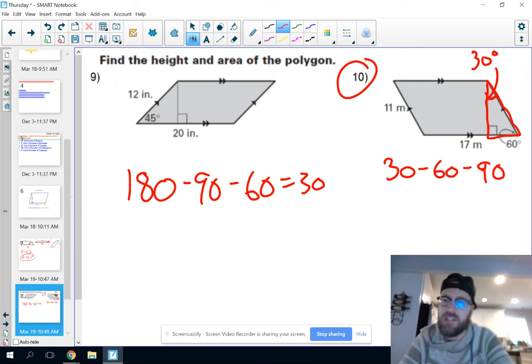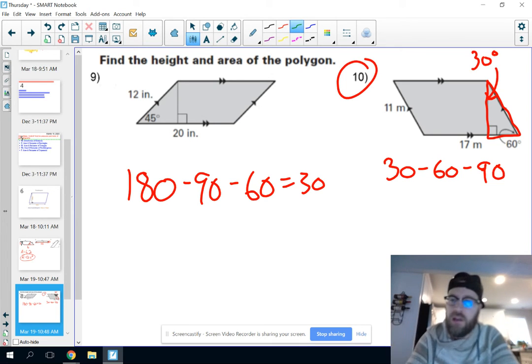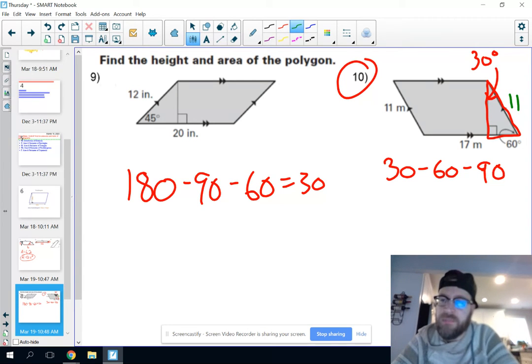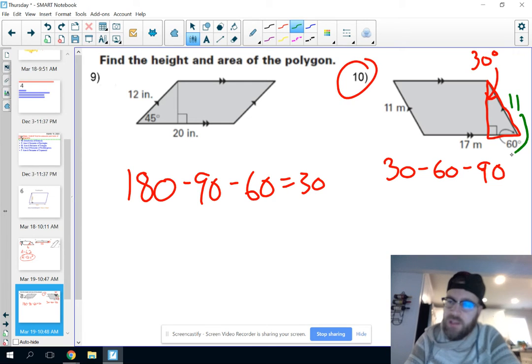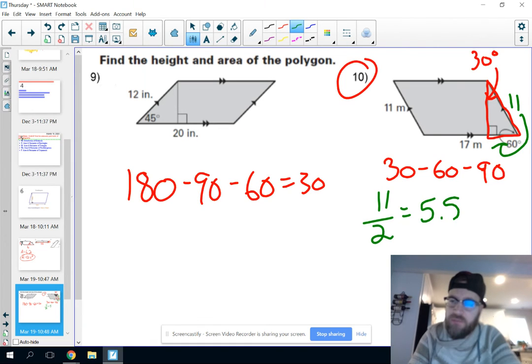So in a 30, 60, 90, we know opposite sides congruent. So we have the 11 over here in our parallelogram. So that's our hypotenuse of the triangle. So if we have the hypotenuse in a 30, 60, 90, we can get to our short leg by dividing by 2. So 11 divided by 2 equals 5.5 for the short leg.